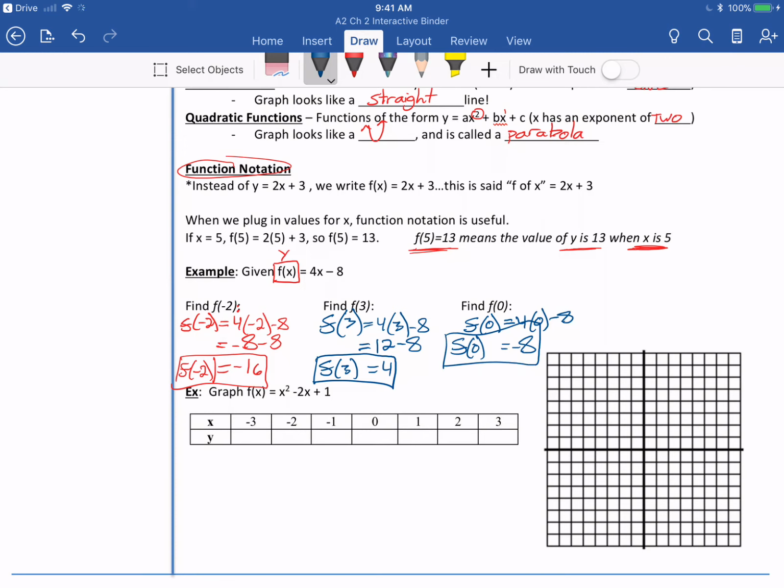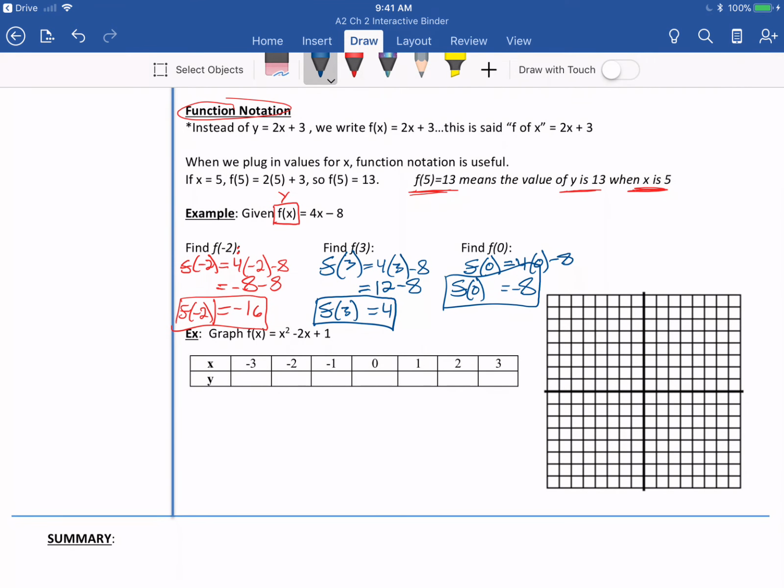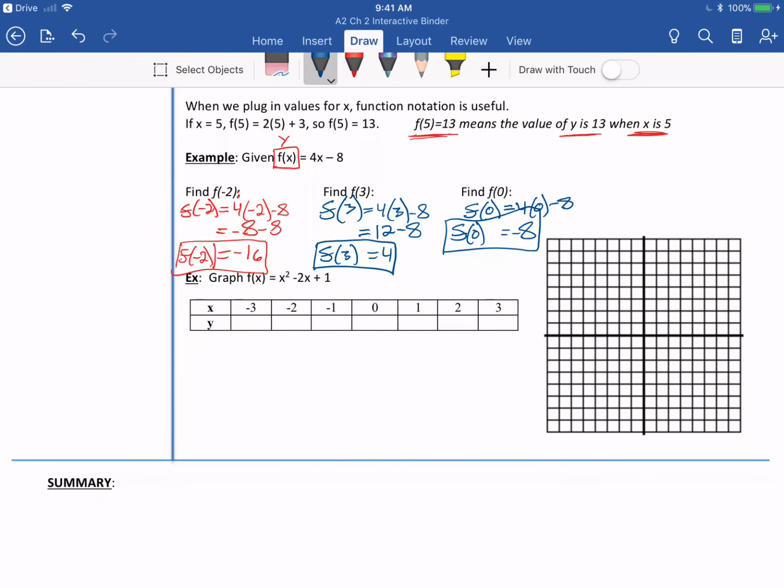All right. So let's put this into work here. It says graph the function x squared minus 2x plus 1. It gives us some x values to plug in, and we're going to go through and graph. I might not go through all these because I think you guys are going to get the gist after a couple, so I can tell you what they are after we go through.